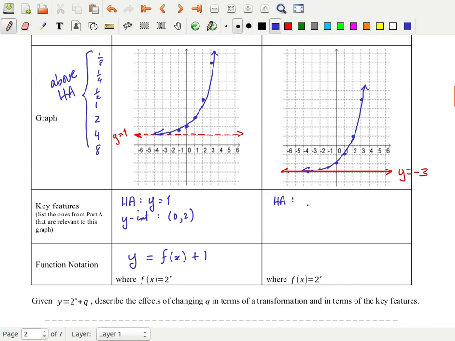In this case, the horizontal asymptote is y equals negative 3, and the new location of the y-intercept is at 0, negative 2. It's moved down by 3, but it used to be at 0, 1. And in function notation, it's y equals f of x minus 3 this time.